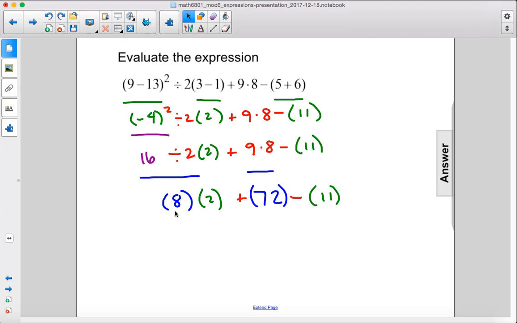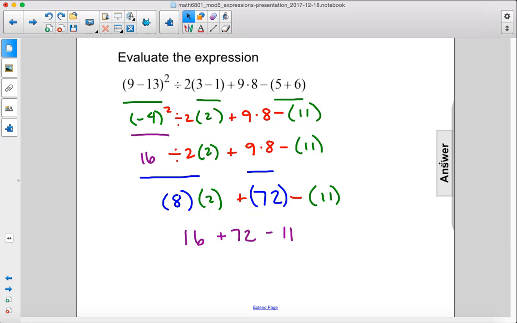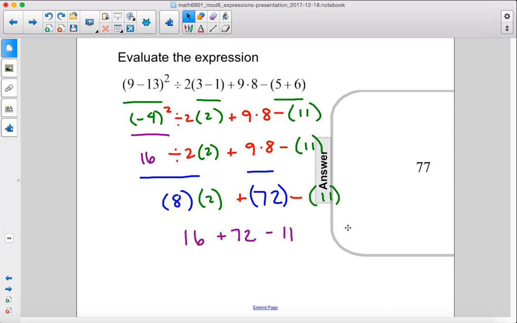So next we have multiplication, addition, and subtraction. So we do the multiplication first. 8 times 2 is 16. Then we just write plus 72 minus 11. And at this point, we just solve it. So 16 plus 72 minus 11 is 77.